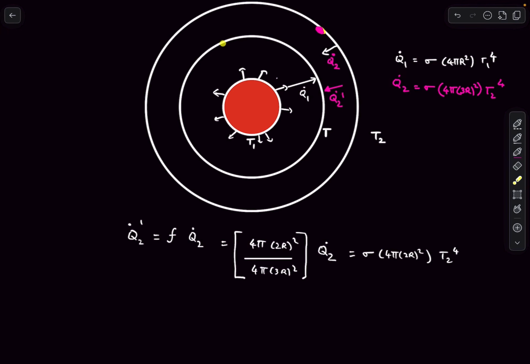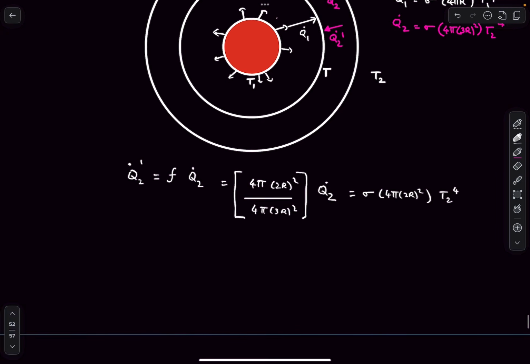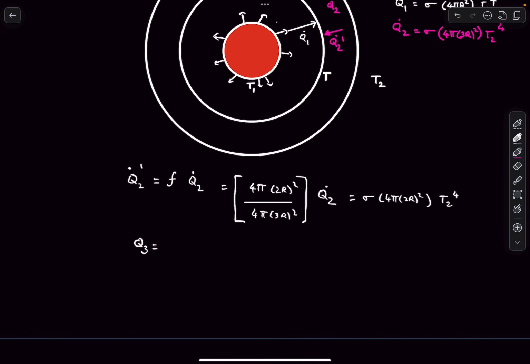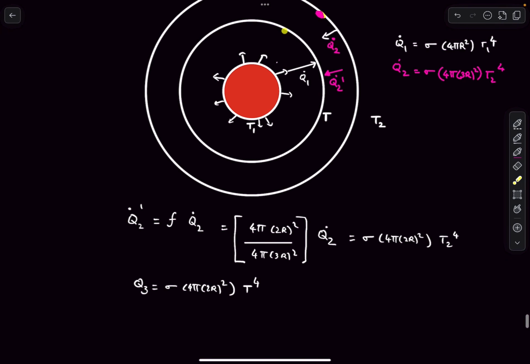Now, if we look at the middle shell, of course we have the inner shell emitting rays outwards, which reaches the outer shell. This heat transfer rate, let's say, is equal to Q3. That is simply sigma 4 pi 2r squared times T to the power 4. And we also have the middle shell radiating heat into the first shell.